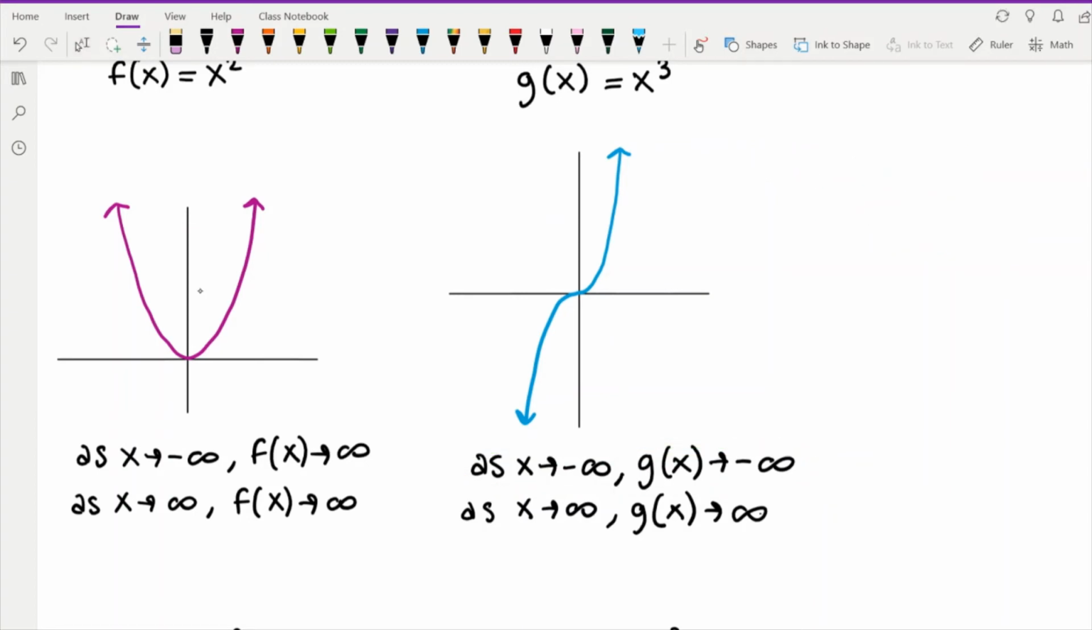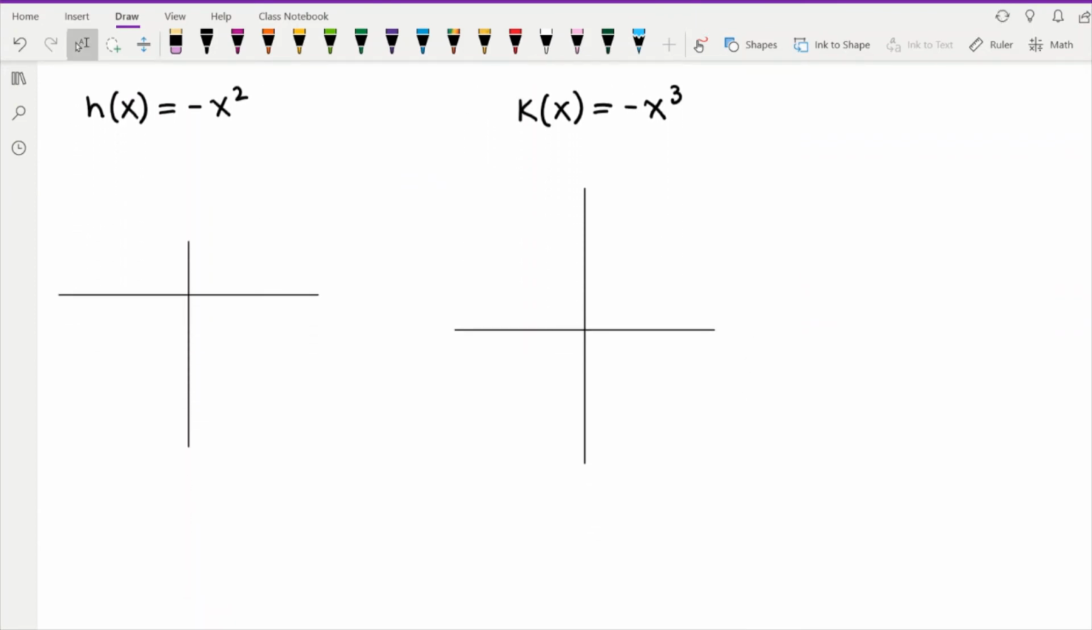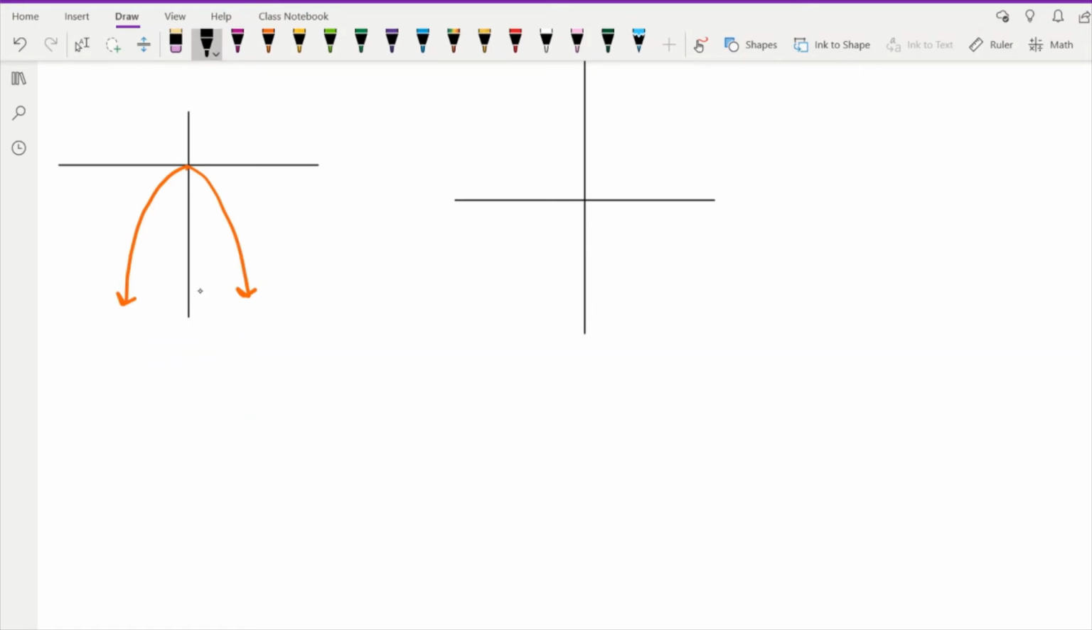Okay, so next up we have just the negatives of both of these. So this is h of x is equal to negative x squared. What does that look like? Well, it's been reflected over the x-axis. Negative x squared is just going to be an upside down parabola. So in this case, as x approaches negative infinity, the graph is going downward, and so we would say h of x also approaches negative infinity.